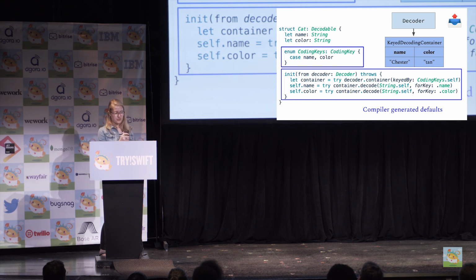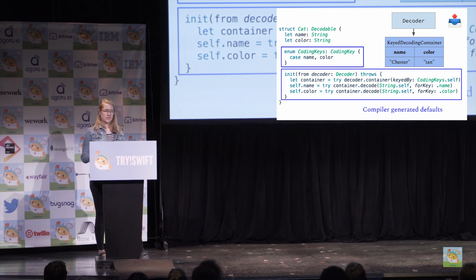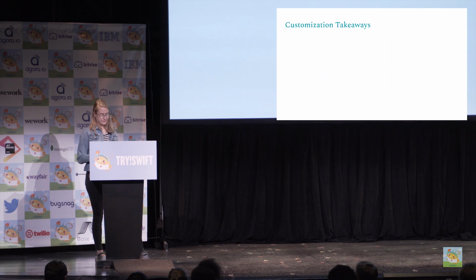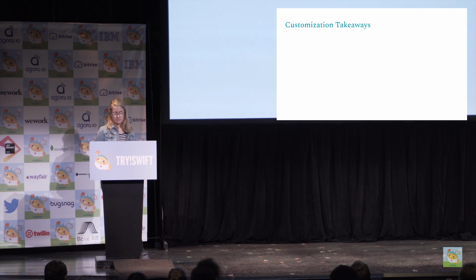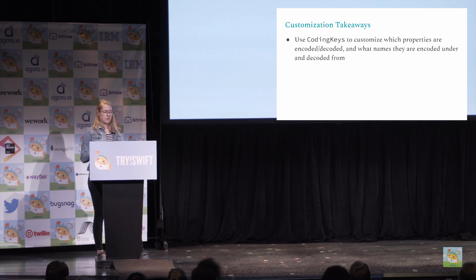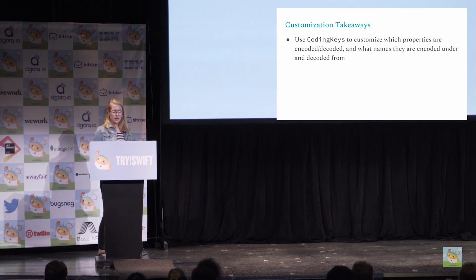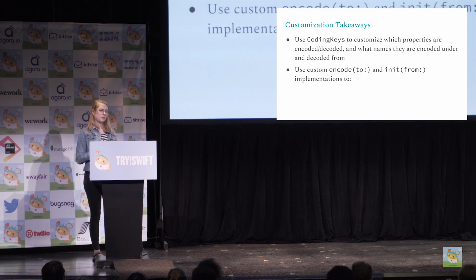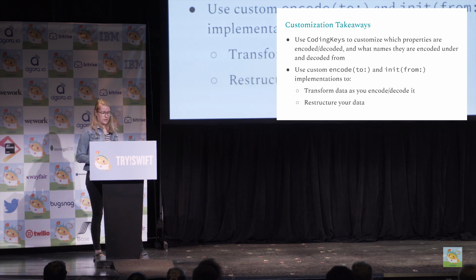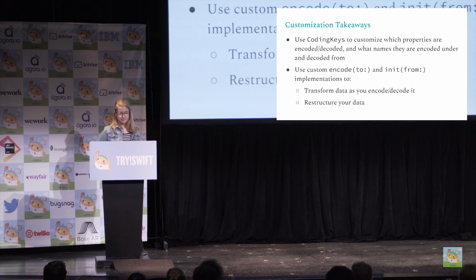Again, this is what the compiler generates, so you shouldn't write these if this is how your data should be decoded. But you can tweak these if you want something a little different. So the main takeaways I want you to have from customization are these. First, you can use coding keys to customize which properties get encoded and decoded, and what names they're encoded and decoded from. And then you can use custom implementations of the encodable and decodable protocol methods in order to transform your data and to restructure your data as you're encoding and decoding.